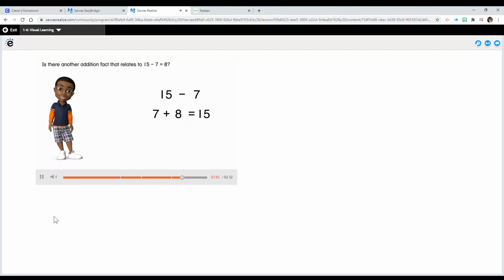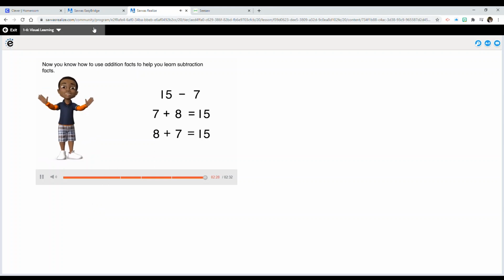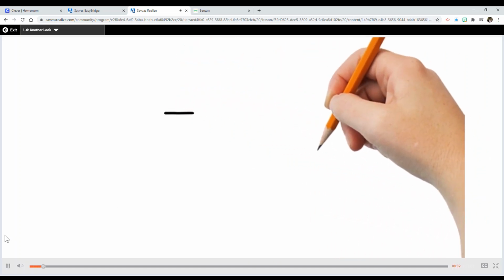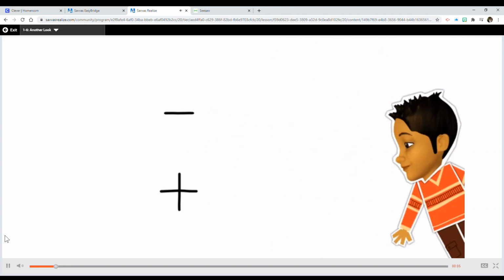Is there another addition fact that relates to 15 minus 7 equals 8? Yes, there is another addition fact. What is it? Another addition fact is 8 plus 7 equals 15. Now you know how to use addition facts to help you learn subtraction facts. When subtracting two numbers, you can use addition to help you get the answer.